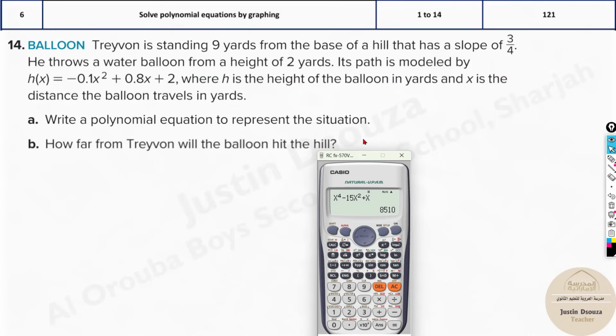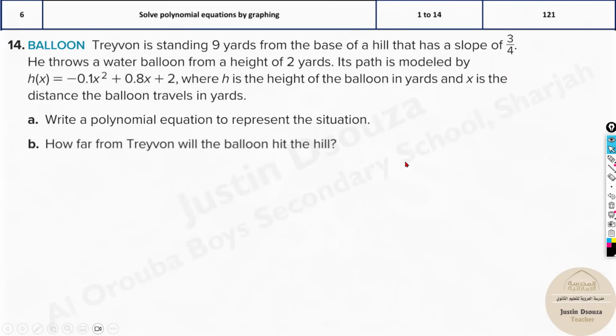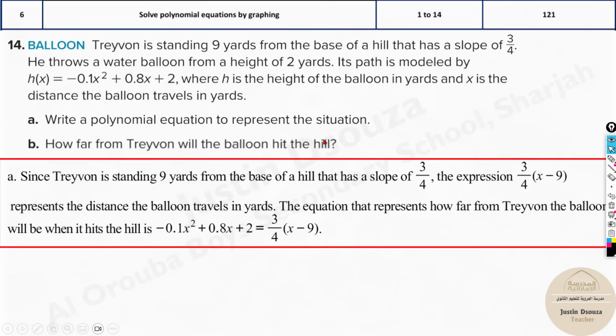And over here, again, similar to what we have done a while ago. See, polynomial equation over here, they have told height is 2 yards and everything is given, standard forms. So let's look into this. Trevor is standing 9 yards from the base of a hill that has a slope of 3/4. He throws a water balloon from a height of 2 yards. Its path is modeled by this equation, where h is the height of the balloon in yards and x is the distance of the balloon in yards.